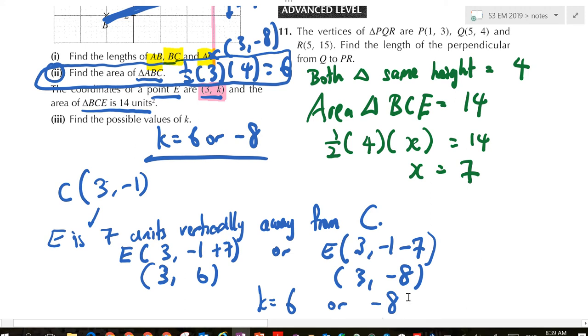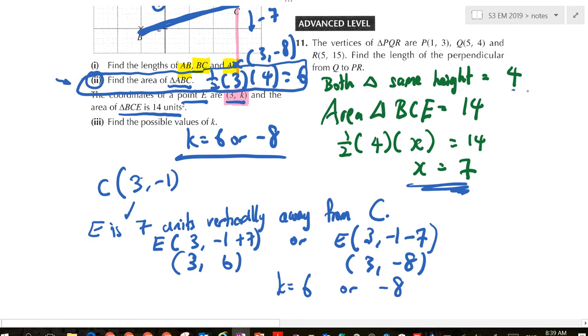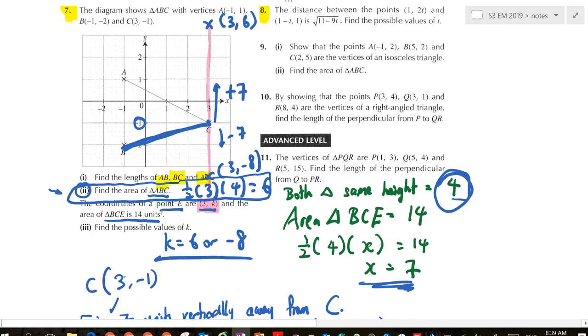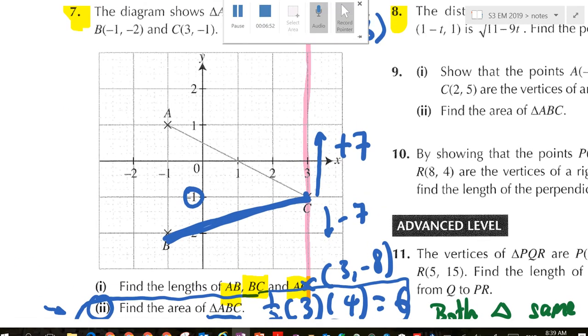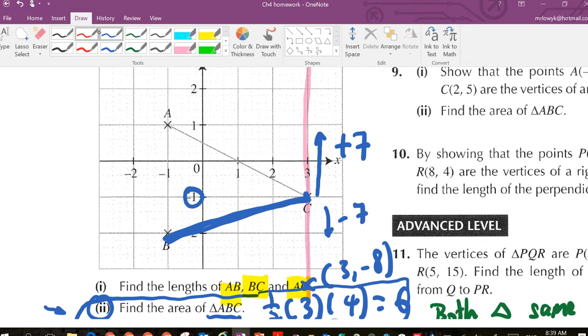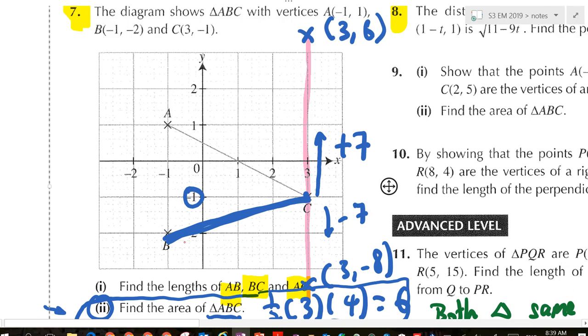Any other question? Matthew, the half times 3 times 4 is from part 2. The area of triangle ABC is two different things. Which part is confusing? Why I use the 7? So, do you agree that the height is 4? So, if I look back at the triangle again, I know my vertical height is 4 units.